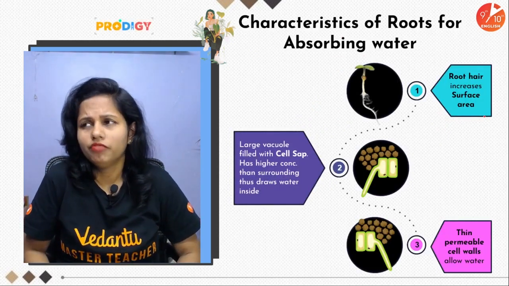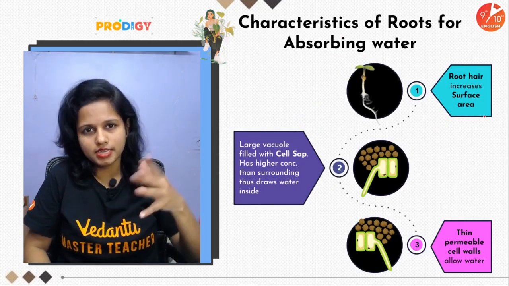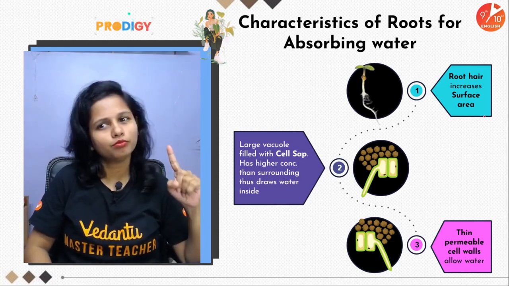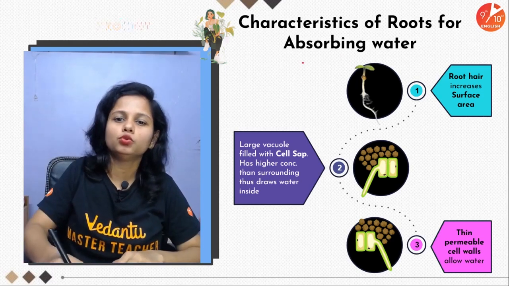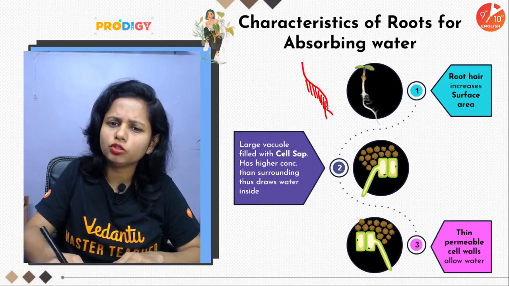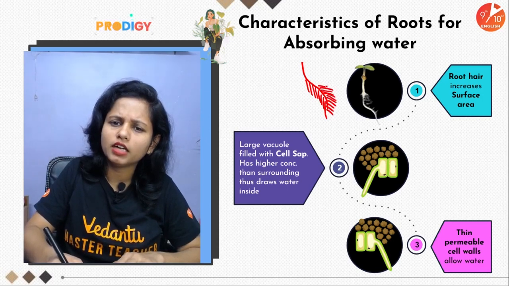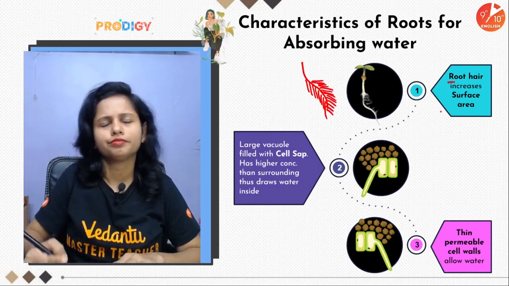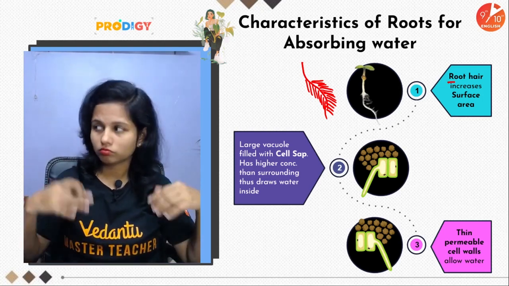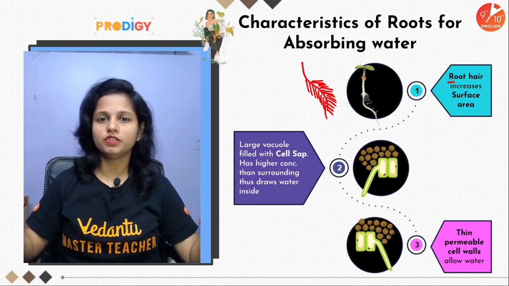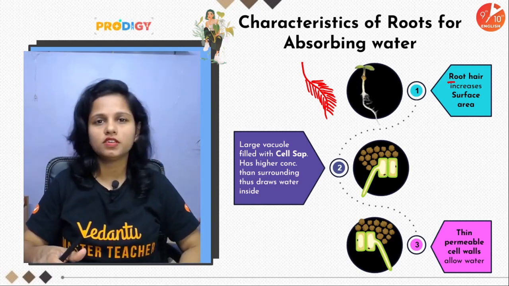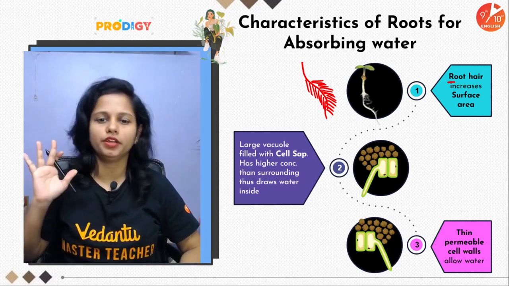Now, when I say that the roots of the plant absorb water, how do they do it so effortlessly? Point number one. If we see a root, it has so many tiny, minute, hundreds and thousands of root hairs. Root hairs increase the surface area for absorption. Greater the surface area, more will be the rate of absorption.